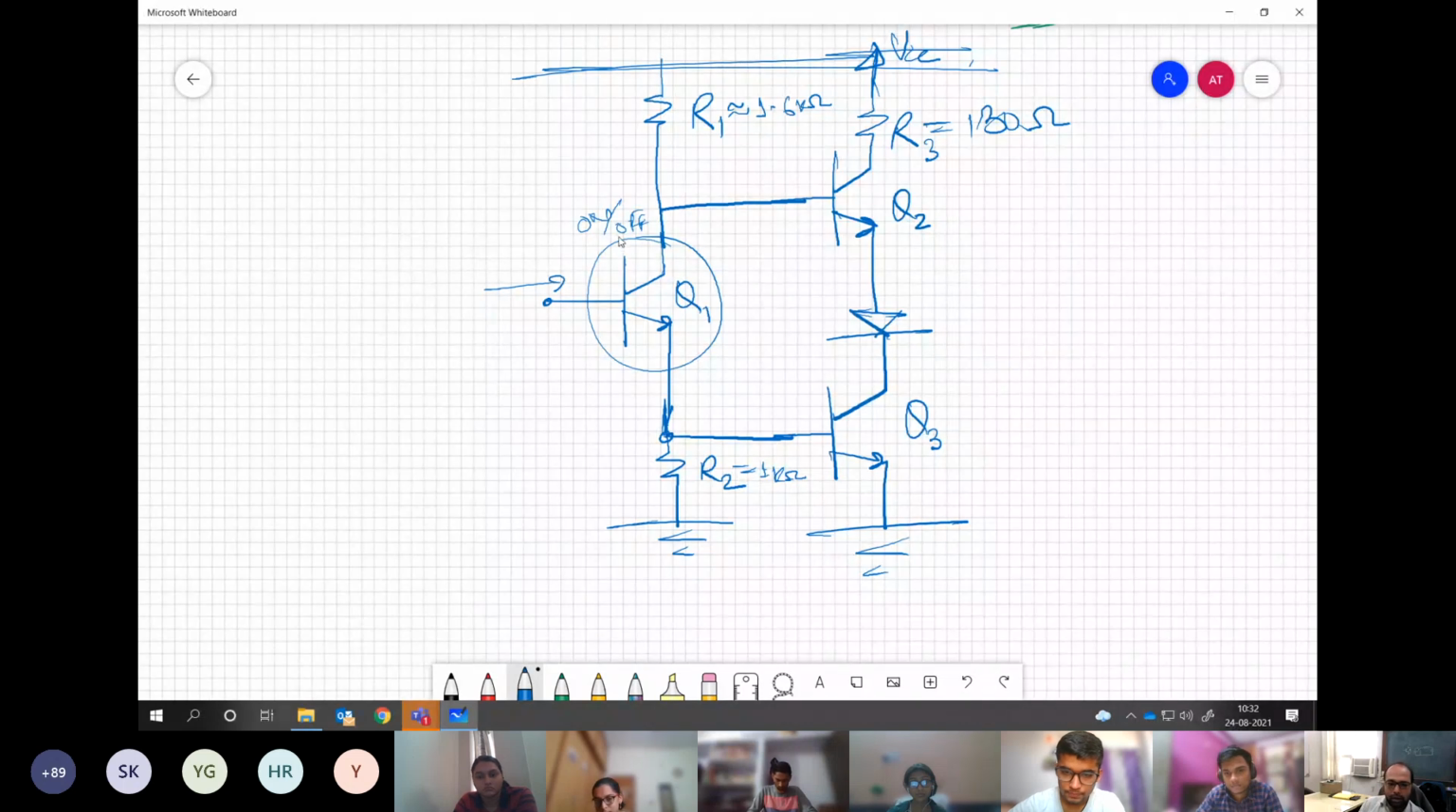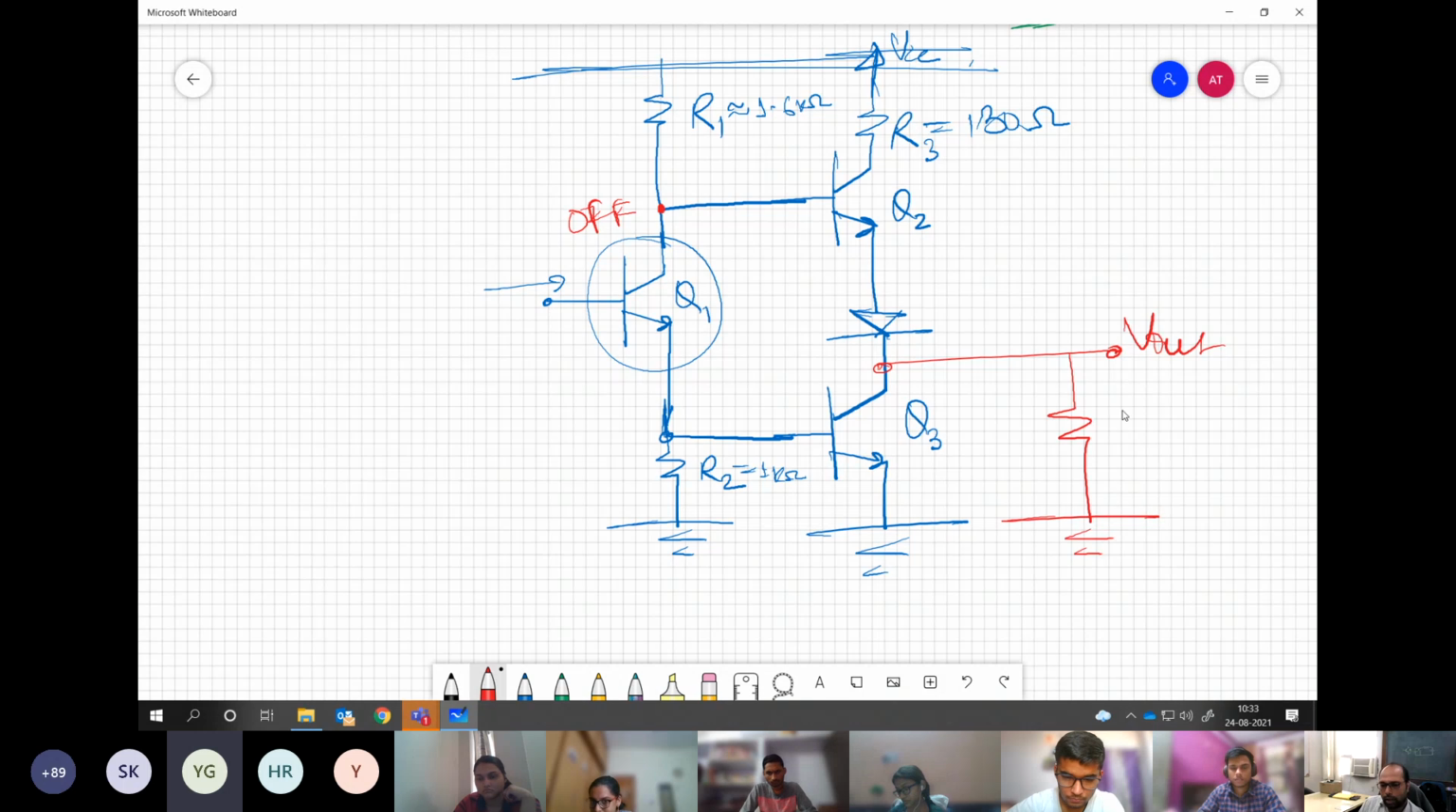Now let us say this transistor is going into off mode. So the first condition I take is when Q1 is off. How it is off, what is happening, we will see later. But first let us say the driving circuit, this Q1, is off. So what will happen? What will be the voltage at this point? Almost VCC. Almost VCC will be here, isn't it?